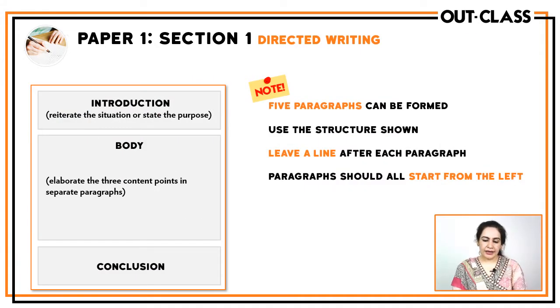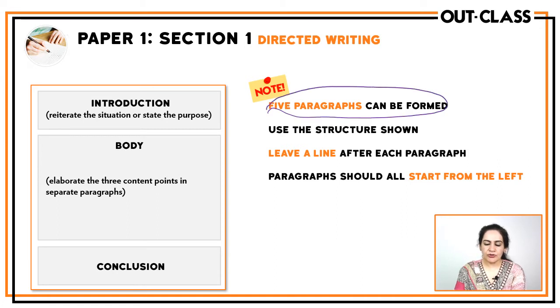Okay, again, what you have here is an overview of the structure of a directed writing piece. So you will have an introduction, be it a letter, account, or a magazine article. You will have an introduction, and you will have the main body, the content, which is obviously divisible into paragraphs, and then a conclusion. 5 paragraphs. Okay, so you need to note that 5 paragraphs can be formed.